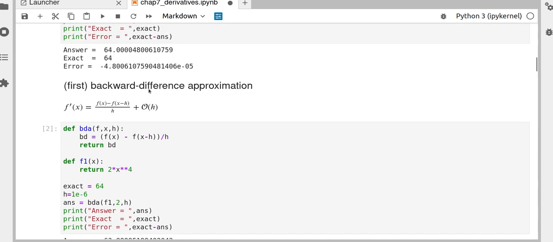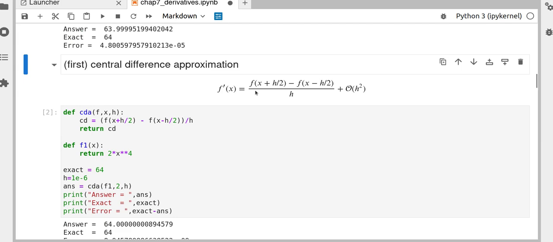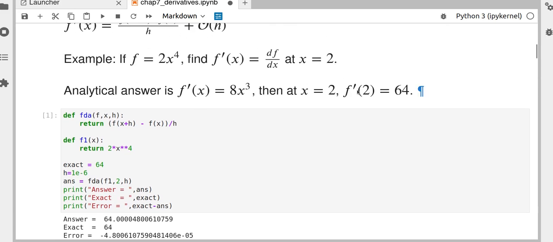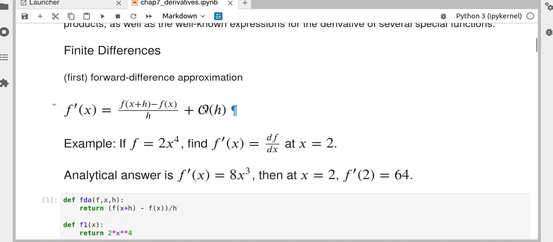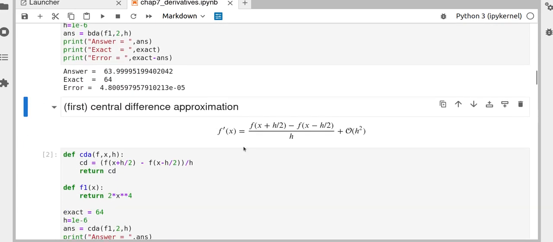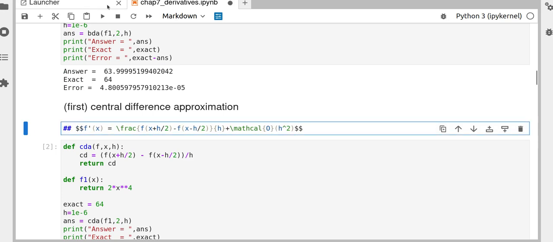So the error is the same error as we got for forward difference approximation. It's of the order of times 10 power minus 5. What about the central difference approximation? This is a more robust method. It's more accurate, and you can see the order is h squared. So it is more accurate than the backward difference, which is of order h, and the forward difference, which is also of order h. Okay, so this central difference approximation is more accurate.